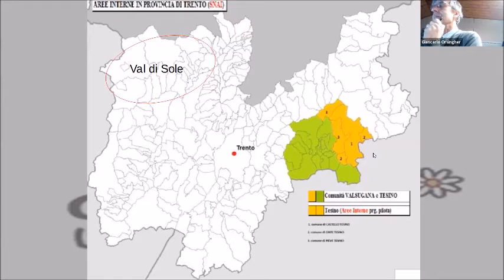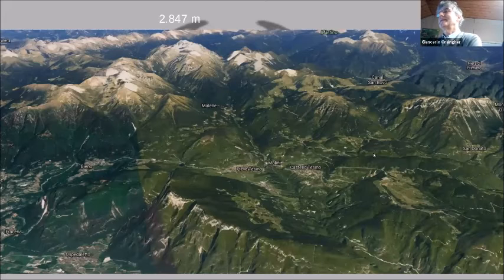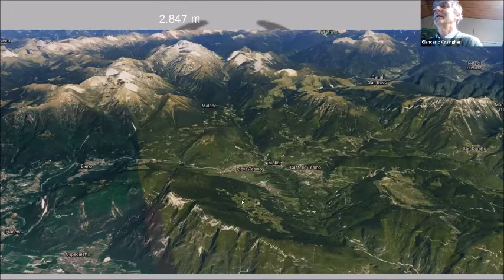We are a mountain region, as Daniele also said previously, and this is our typical landscape: the valley, the hills and the mountain. The peak in our valley in Tesino and Valsugana is 2,847 meters, the Cima d'Asta, and the lower part is more or less 400 meters. But the core of the area is this one.